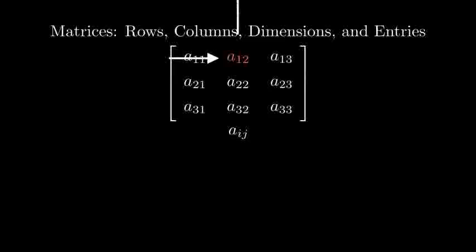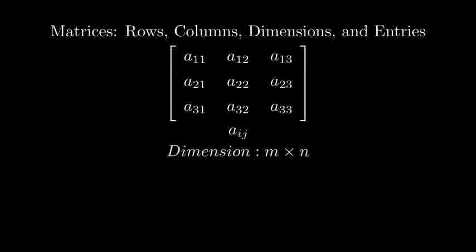For example, this is A sub 1,1, meaning row 1, column 1. Here's A sub 2,3, meaning row 2, column 3. Here's A sub 3,2, meaning row 3, column 2. A sub 1,3 is in the first row, third column. The first number, I, is always the row, and the second number, J, is always the column.